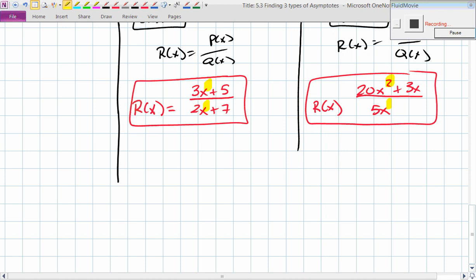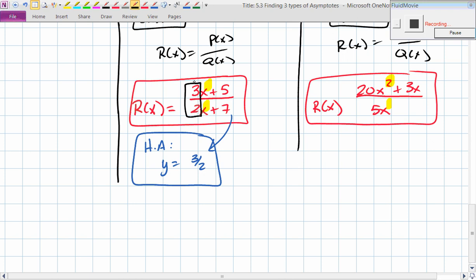Case number 1 is far easier than case number 2. Remember, our whole goal is we're looking for horizontal asymptotes. The horizontal asymptote in this case is the equation y equals 3 halves. How did I do that so fast? Who sees it? You got it. When the degrees are equal, it's the coolest thing in the world. This right here is your horizontal asymptote. How sweet is that?